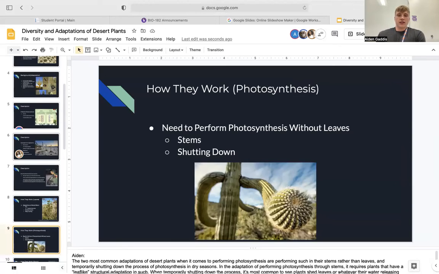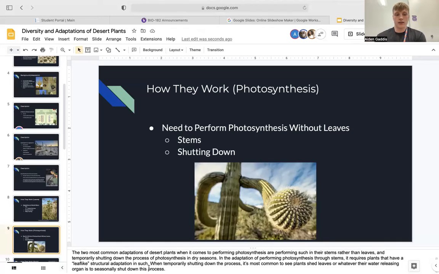The photosynthesis adaptations that may be made are a need to perform photosynthesis without leaves. So the stems themselves can perform photosynthesis through their stomata, which is another adaptation that they may make. And then, like I stated earlier, leaves can shut down for extended periods and not go away, but just not perform photosynthesis.